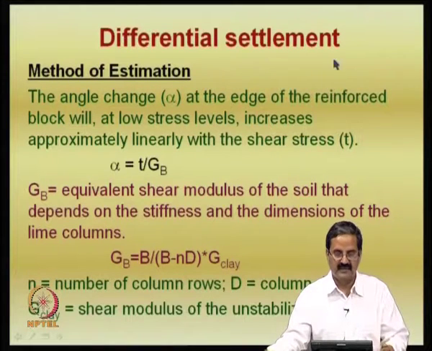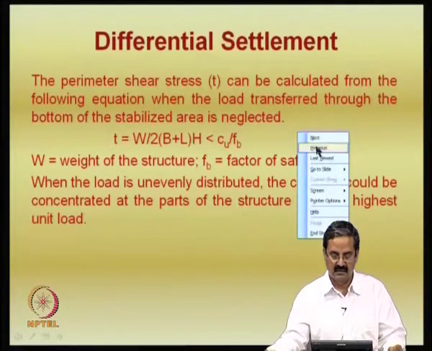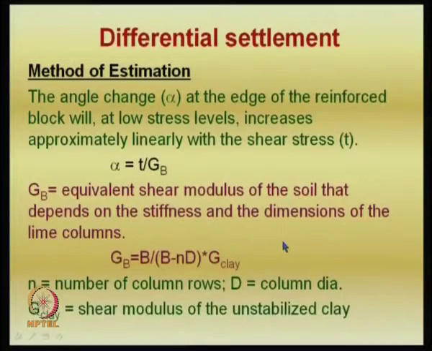We also can estimate the difference settlement. There is a simple method. As I just showed you, that alpha which you have here in this point needs to be calculated. This alpha you can get from this expression: the shear stress divided by the shear modulus. The shear modulus is nothing but the shear of the material. You are trying to talk about the improved soil. The GB is the equivalent shear modulus of the soil that depends on the stiffness and the dimensions of the lime columns. So, you have to calculate the stiffness of that to calculate the distortion.